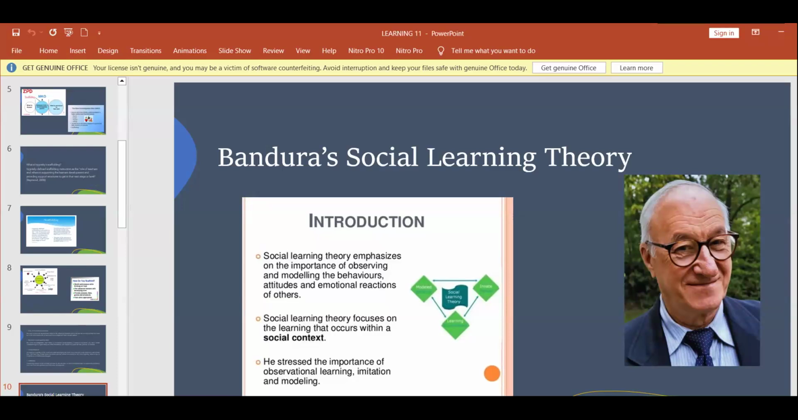by observing others. We have learned a lot of things, or we are learning a lot of things by observing others, which he terms as observational learning. So, according to Bandura, learning occurs within the social context. In our society, we observe a lot of things and we learn from that, which is termed as observational learning. Okay?